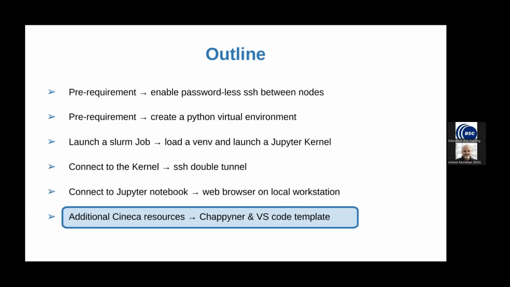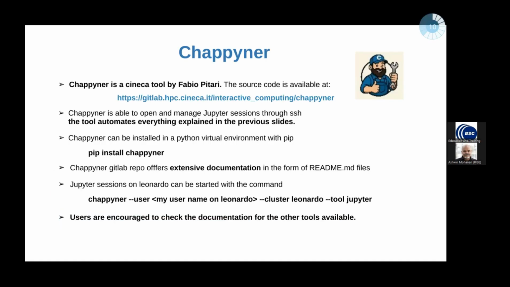two additional resources that Cineca offers to you to automate this process. I think the simplest of the two is Jupyter. It's a Cineca tool by Fabio Pitari, a colleague in the group of cloud resources, I believe. It is open source, you can audit the source, you can download it, but you can even just pip install the tool. It is installed with pip and uses Python basically. It is able to open and manage a Jupyter session through SSH. I was told that there are some problems with Windows PowerShell, but maybe those problems were fixed. I don't know. It doesn't do anything crazy.